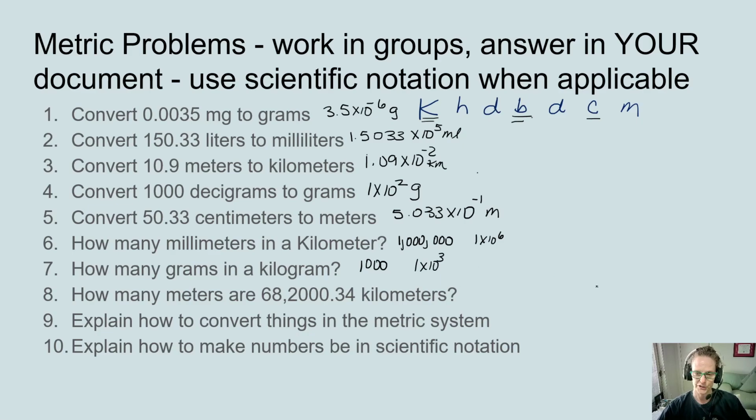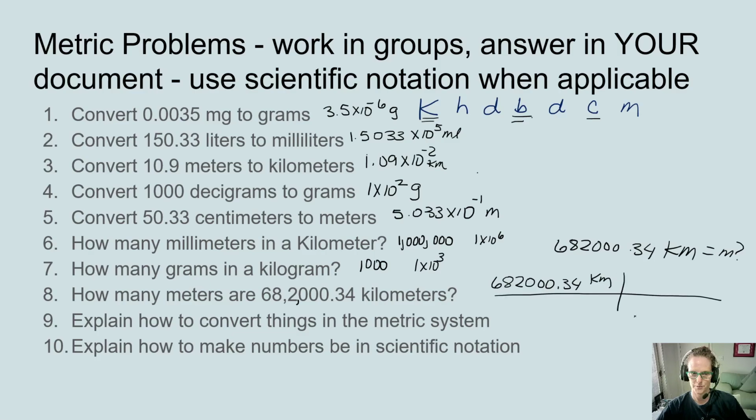Okay, how many meters are in 682,000.34 kilometers? I put the comma in the wrong place. You see that? The comma should be there. All right, so it's 682,000.34 kilometers, and I don't know how many meters it is. Running out of space here. So I would write 682,000.34 kilometers.